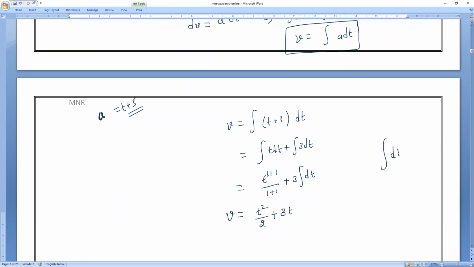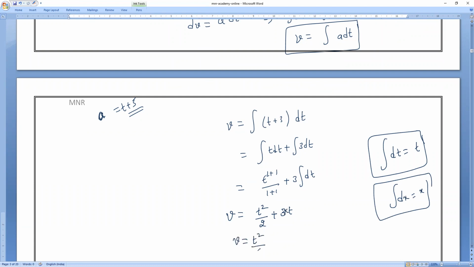Integration of dx is equals to x, so integration of dt is t. So 3 into t, what will come? 3t. Yes or no? So v is equals to t square by 2 plus 3t. Understood?